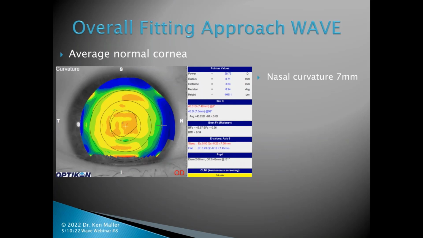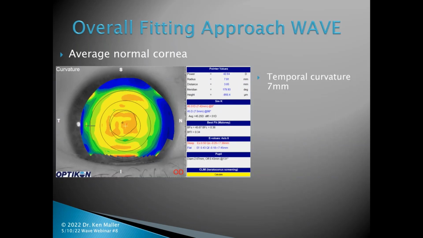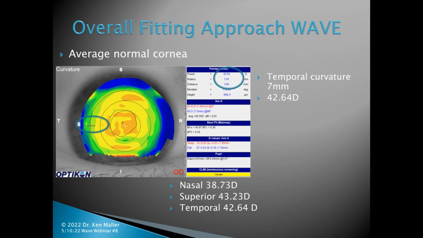Here at the nasal curvature, you can see I've gone ahead and I've put the cursor down, and we have 38.73 diopters of curvature. I'm just talking in terms of keratometry readings because people don't tend to think in terms of millimeters as easily. So we have 38.73 diopters of curvature on that nasal side at a chord of 7 millimeters. If we then move up to the superior curvature at 7 millimeters, we see that the curvature there is 43.25 diopters. And then if we move over to the temporal side at a chord of 7 millimeters, we see that the curvature is about 42.5 diopters. So to summarize, we have on the nasal side at a chord of 7 millimeters there, 38.75 diopters of curvature. Superiorly, we have 43.25 diopters of curvature, and temporally we have 42.5 diopters of curvature.